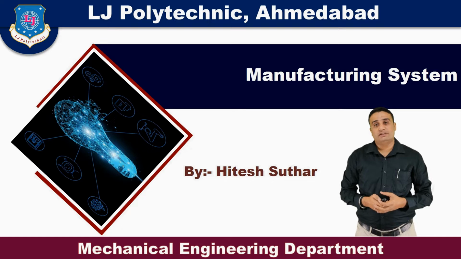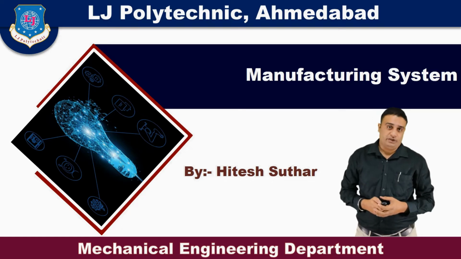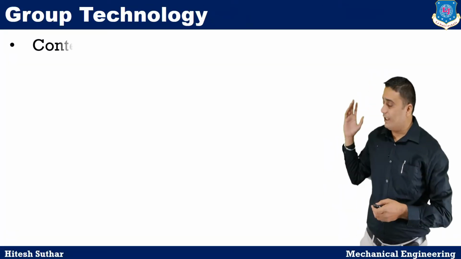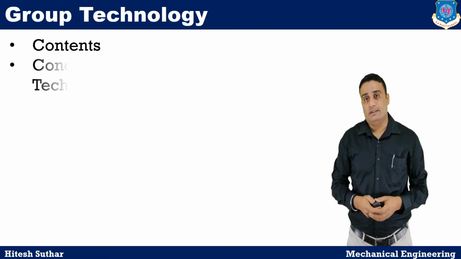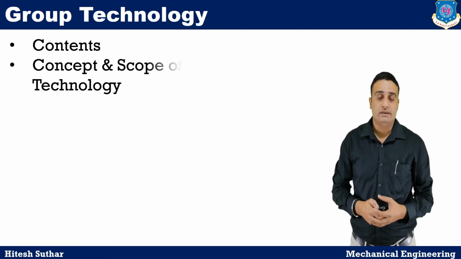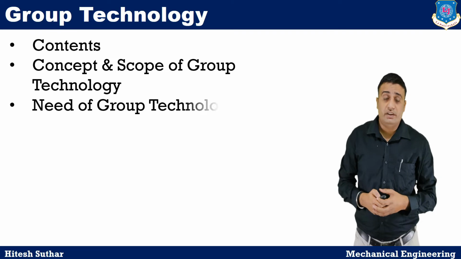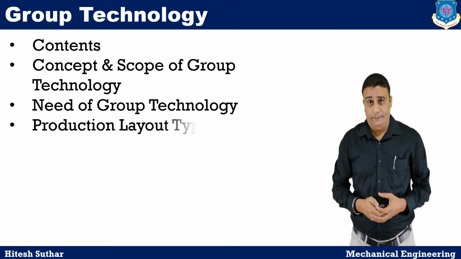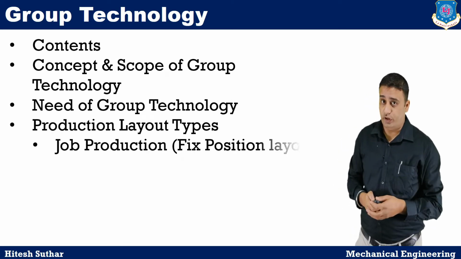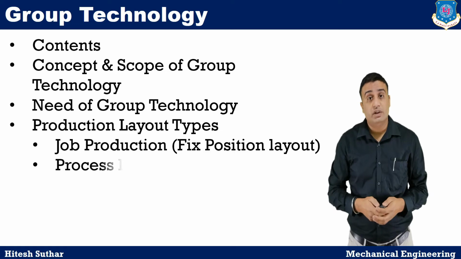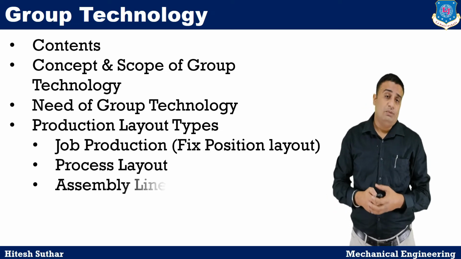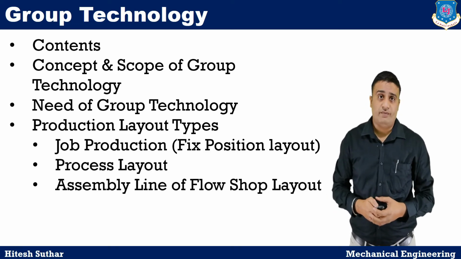Today we are going to discuss the concept of group technology. So let's start with the contents of today's topic. Number one is the concept and scope of group technology, the need for group technology, and the production layout types. The types are job production with fixed position layout, process layout, and assembly line or flow shop layout.